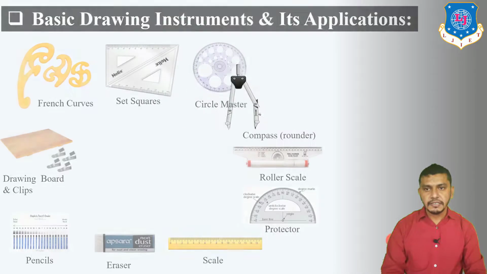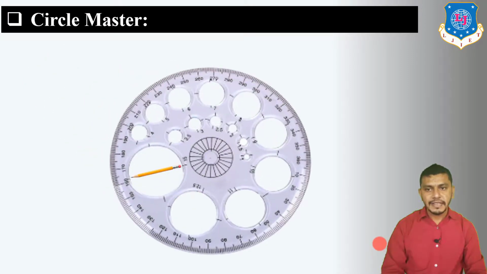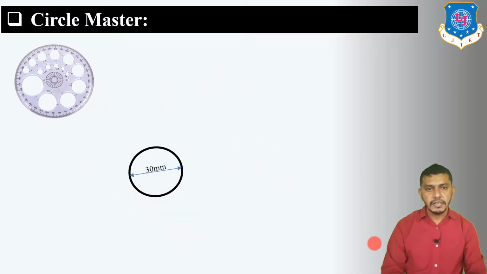Okay. Now next is circle master. Now what is the use of the circle master? Circle master is also used to draw circles which have smaller diameters, less than 3 centimeter, or which have radius less than 1.5 centimeter. So how can we draw a circle by using the circle master? We have to take the circle master, and drag the pencil inside the required diameter of the circle, so we will get the circle. So right now the diameter of this circle is 30 mm. So radius is 15 mm.